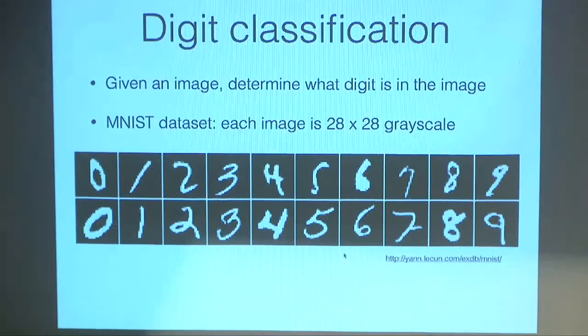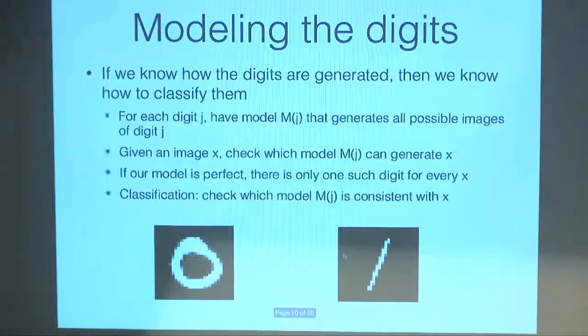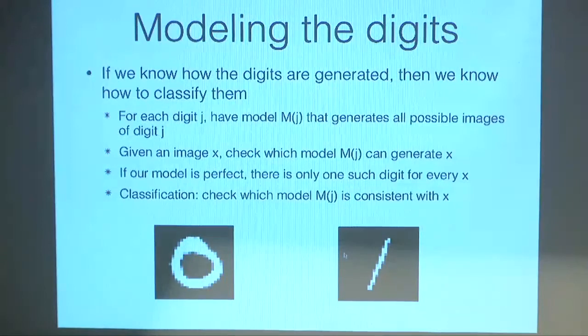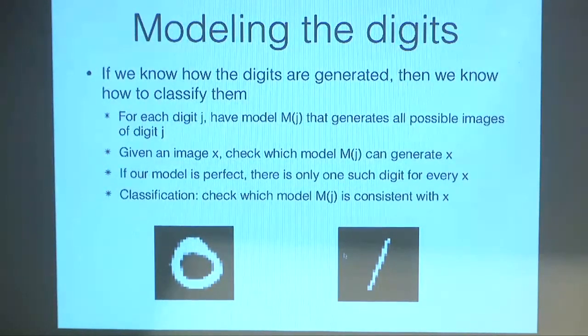So let's start with this observation: suppose you have a very good model of what digits mean. Suppose you know exactly how to generate a digit. So if we have this really good model, then classification should be pretty easy. What does that mean? Well, assume for now that for every digit j, you have some model m of j that can generate all possible images corresponding to that digit.